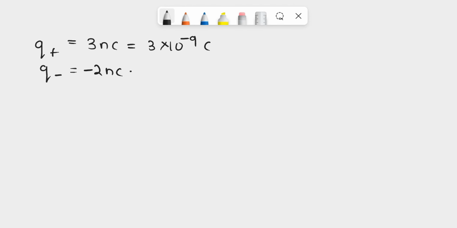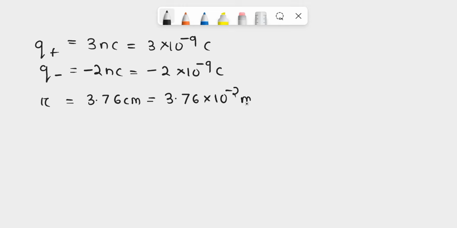We are given there are three charges on an arc, such as the positive charge Q plus is given by 3 nanocoulomb, that is we can write it as 3 × 10^-9 coulomb, whereas the negative charge Q minus is -2 nanocoulomb, that is -2 × 10^-9 coulomb, and they are at a distance r equal to 3.76 centimeter, that is 3.76 × 10^-2 meter from my point C.